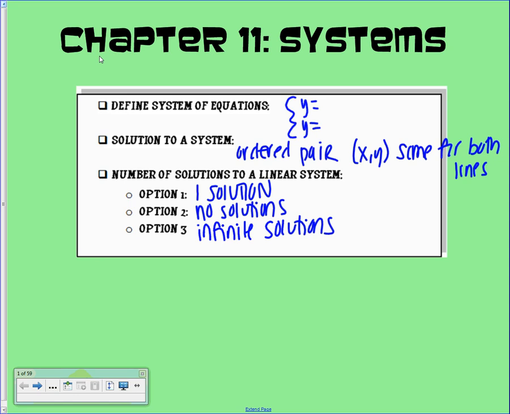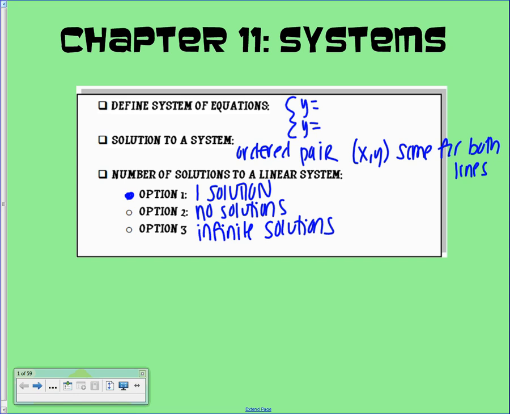A solution to that system is the ordered pair where the x and y coordinate are the exact same for each line. And typically that's only going to happen once, so they're going to intersect once. And that's the number of solutions. So option 1 is most typical, where they intersect once. Option 2 could mean that there are no solutions, or option 3, there are infinite.